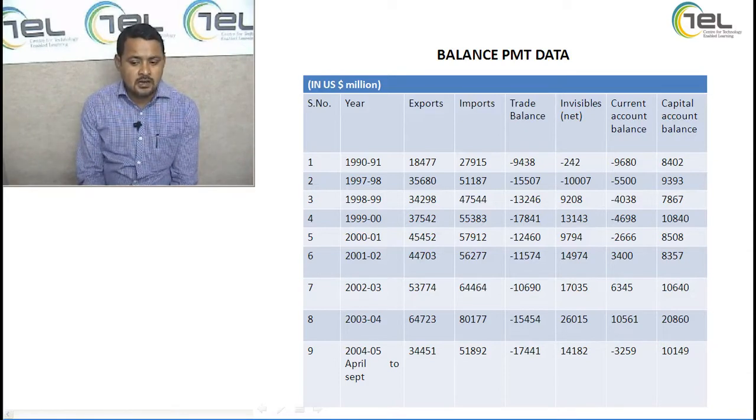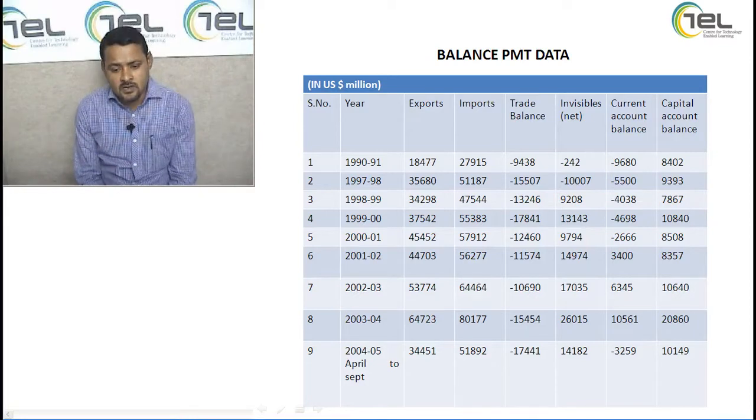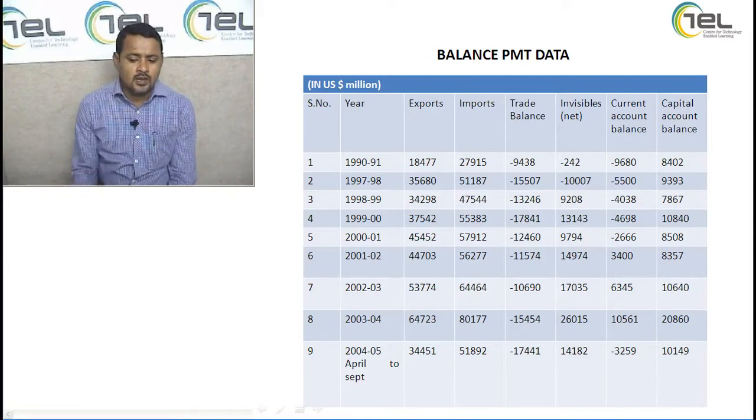From the invisible items there is a large amount of surplus, which means from a negative $242 million in 1991, it became a huge surplus of 26,000 US million dollars in the year 2003-4. So this goes on to show that the balance of payment of India has increased, and goes on to rectify, automatically correct these things over a long period of time.